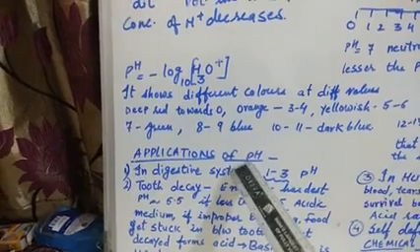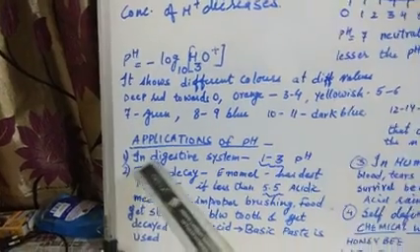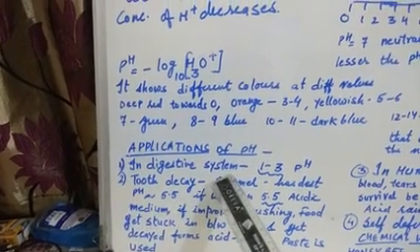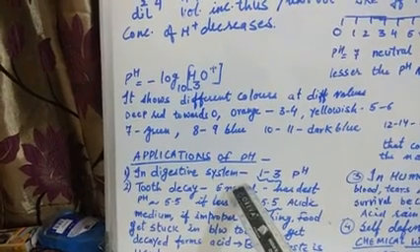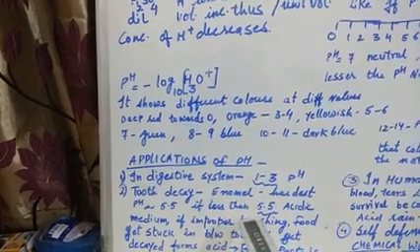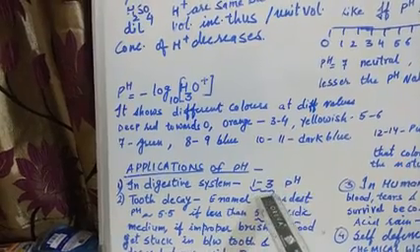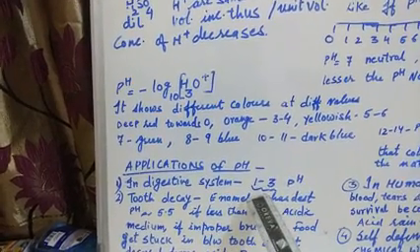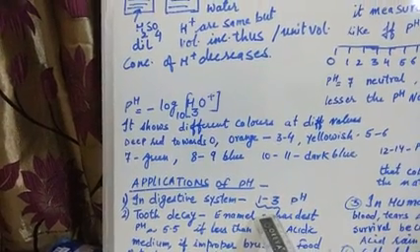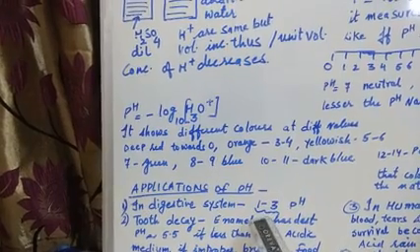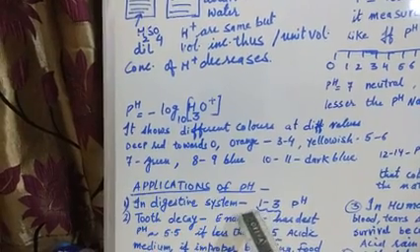Now, I am taking applications of pH. Where do we use this pH? Firstly, I am taking our digestive system. You all know, students, that as we eat food, that goes into the stomach and gets digested. How is it getting digested? Gastric juices are there in the stomach. HCl is there in the stomach. HCl is considered to be a strong acid. Due to the presence of that acid, the pH value inside the stomach is in between 1 to 3.